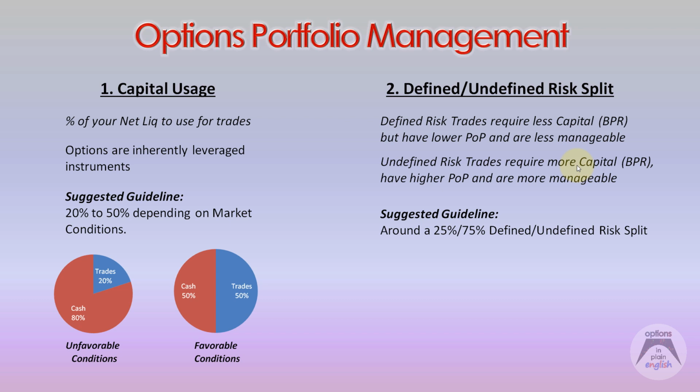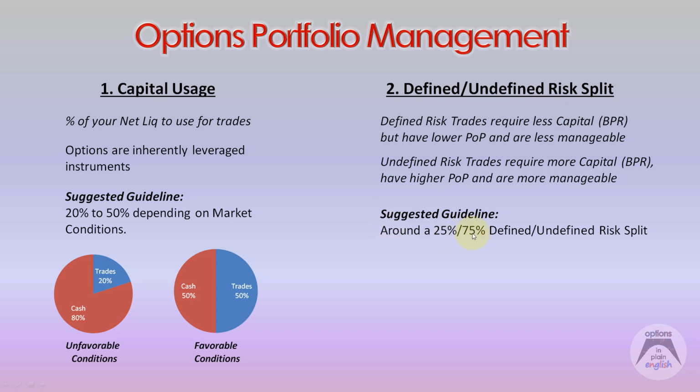So we want to allocate a lot more capital to the undefined trades because they require more capital, not because we think they're better or anything like that. We just need more capital to put them on and to manage them. But in return, we get a higher probability of profit and more manageability. Because of this, we suggest a 25-75 split between defined and undefined.